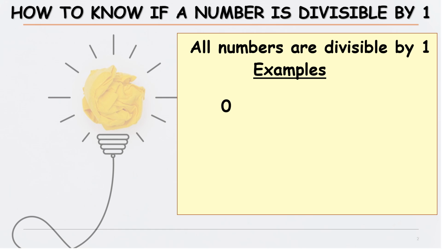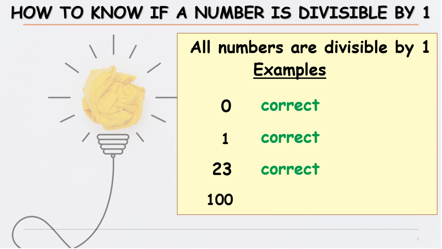So when you divide 0 by 1, you have 0. When you divide 1 by 1, you have 1. When you divide 23 by 1, you have 23. When you divide 100 by 1, you have 100. So all numbers are divisible by 1. And when you divide a number by 1, you get that same number itself.